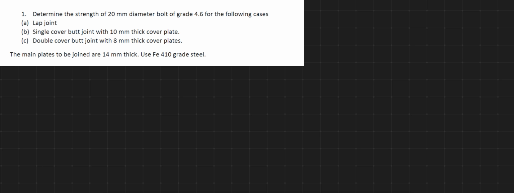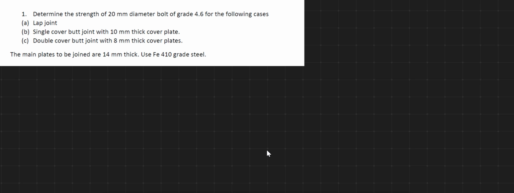So see this question. The question says determine the strength of a 20 mm diameter bolt of grade 4.6 for the following cases. First one is lap joint, then single cover butt joint with 10 mm thick cover plate, double cover butt joint with 8 mm thick cover plate. The main plates to be joined are 14 mm thick. Use Fe 410 grade steel. So here at the beginning you need to understand certain things.